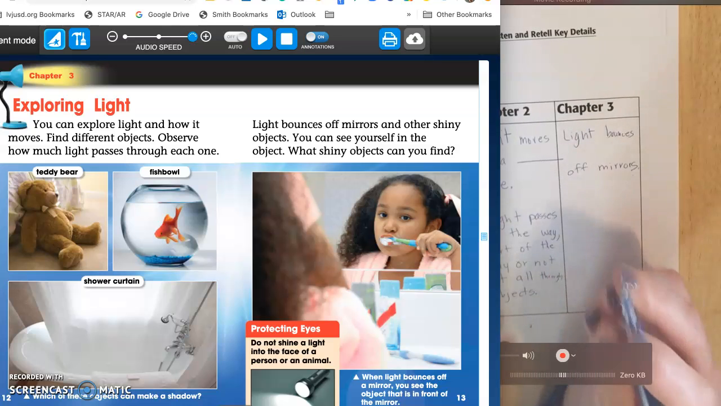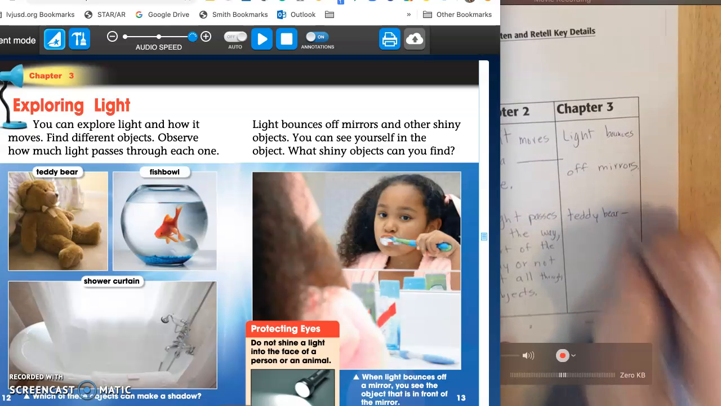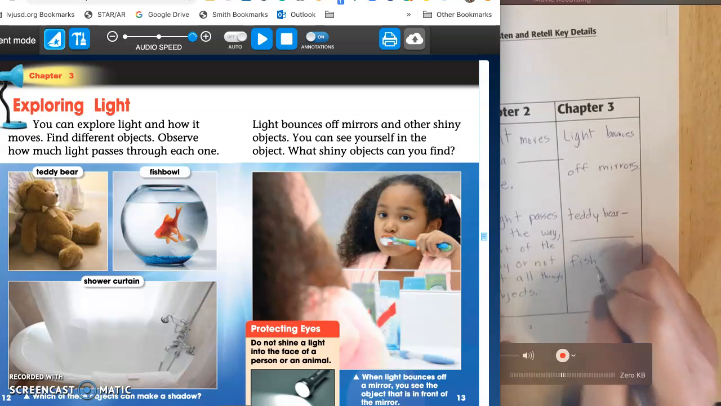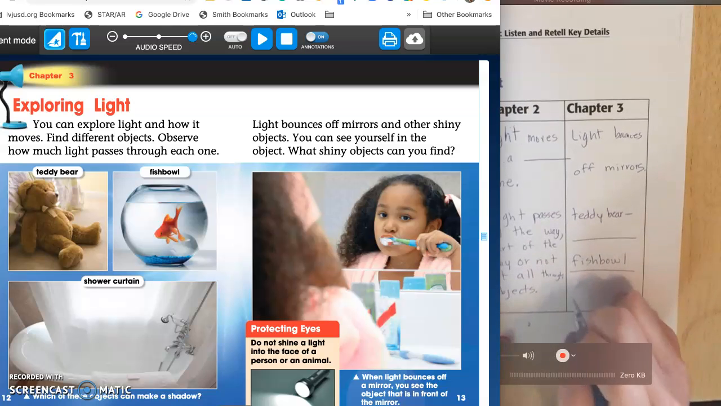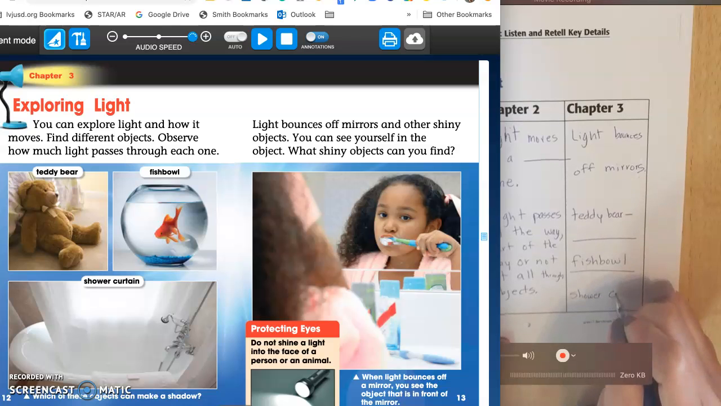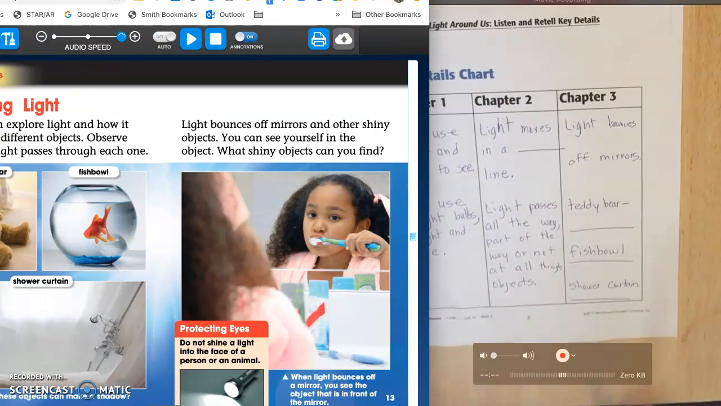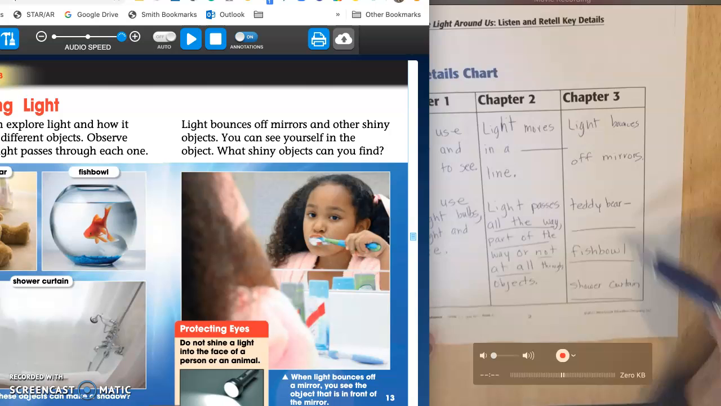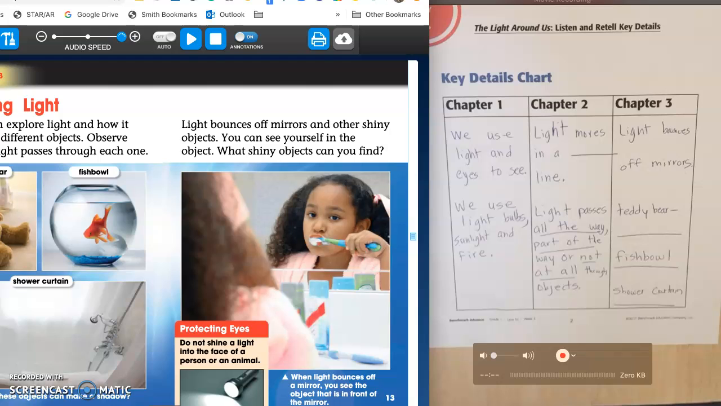So what I want you to do here is you're going to write the 3 objects: teddy bear, a fishbowl, and a shower curtain. Then you're going to tell me how much light you think passes through. Think about those 3 objects and what you learned from the text and tell me if the light passes all the way, part of the way, or not at all through these 3 objects. Okay, that's your job to do on your own for the key details from chapter 3.